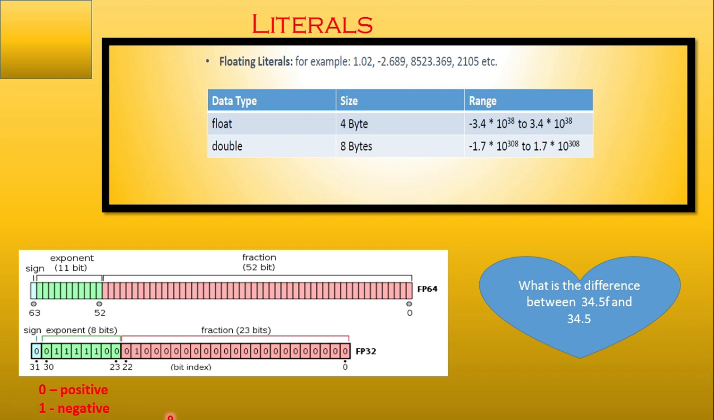Whether you give a sign or not, it will add a sign to that. That means Java always uses 0 or 1 for the first bit. If you are not giving any sign, that will be treated as positive. That means 0 will be added over here. Now these 8 bits will be used for representing your exponent, and the rest will be used for representing the fraction, the decimals.